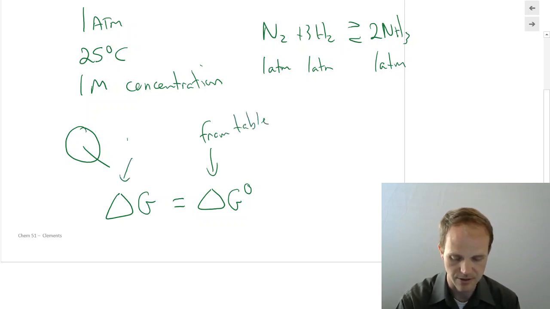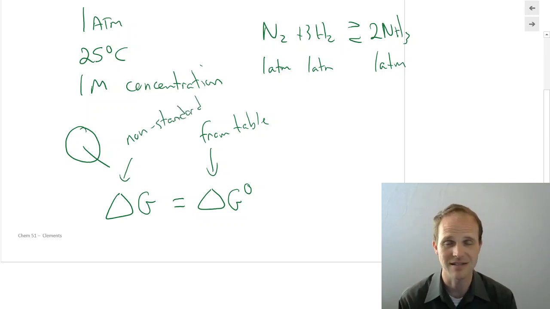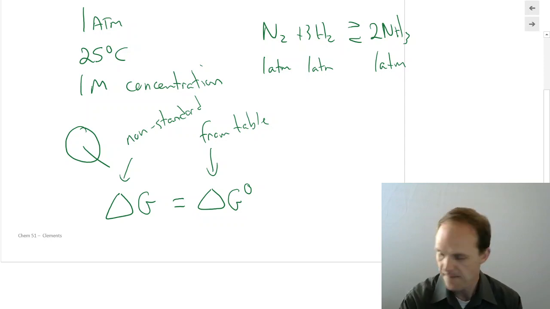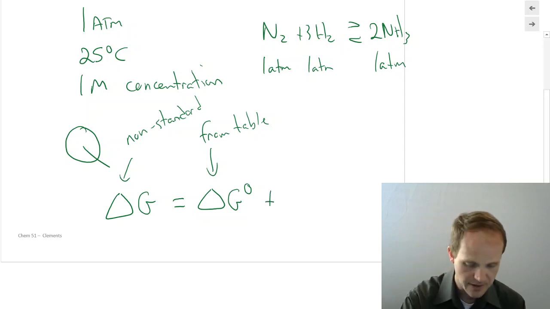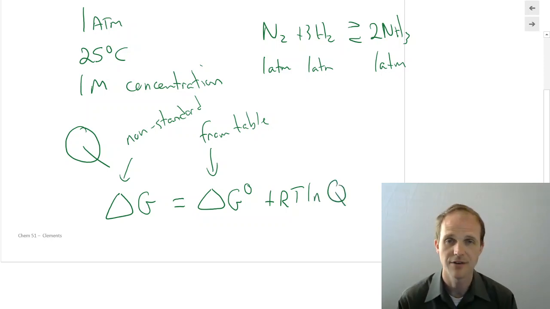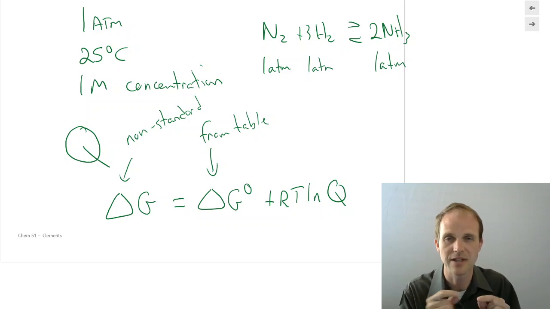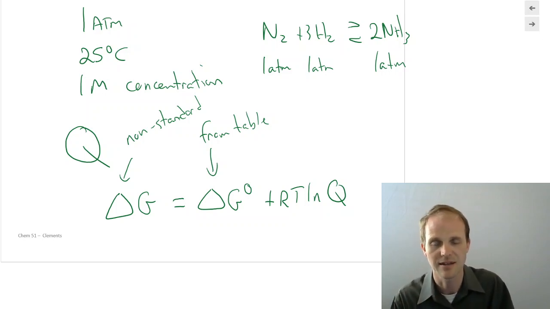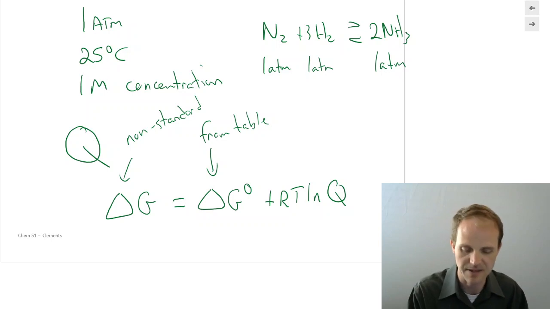This is non-standard, which just means I don't have 1 atmosphere of all gases. I don't have 1 molar of all my concentrations. How they're related is by this, RT times the natural log of Q. And so here's our first interconnection between equilibrium and delta G, equilibrium and thermodynamics.